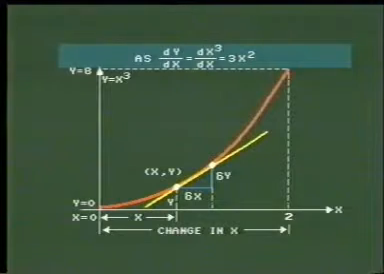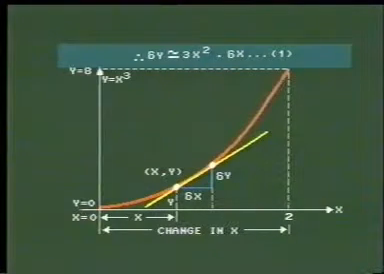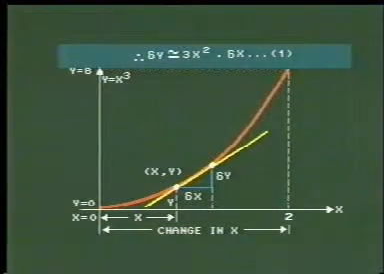As dy upon dx is equal to differential coefficient of x cube, which is equal to 3x square. Therefore, delta y is approximately equal to 3x square into delta x. Here, delta y is the small difference or change in the value of y corresponding to a small difference delta x in the value of x. The relation 1 has been obtained by using process of differentiation.